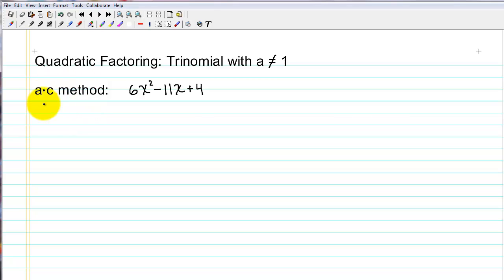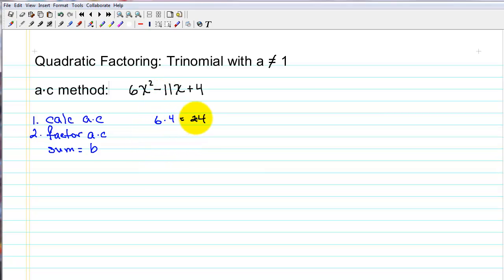I've called it the A times C method because in our first step we're going to calculate A times C. So in this case we have 6 times 4 is 24. In step 2 we are going to be factoring our A times C, looking for a sum that equals B. So here we need to factor 24 and get a sum that is negative 11.